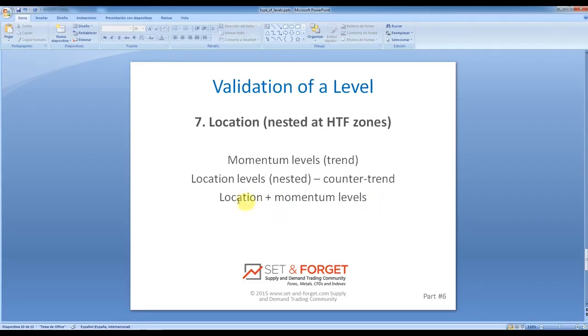Okay, so now we've got another type of level, which is the highest probability one, which is the location plus momentum level. This means that we have a trend and then price realigns and drops into the highest time frame area with a trend, still with a trend.